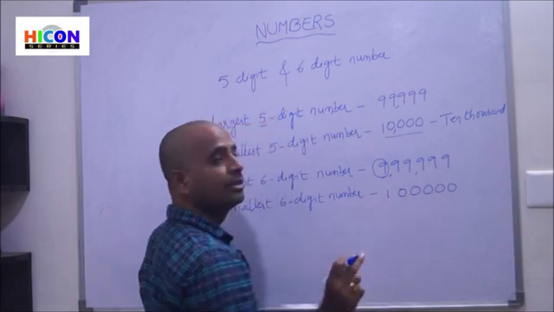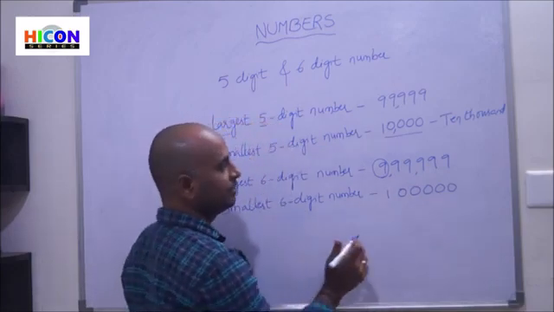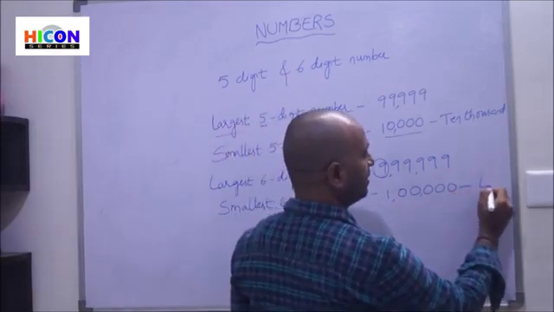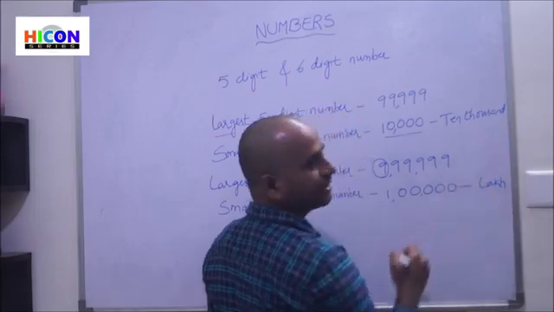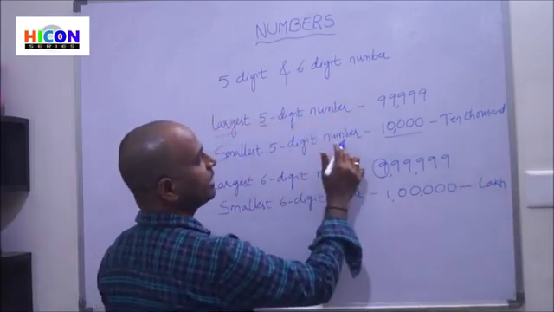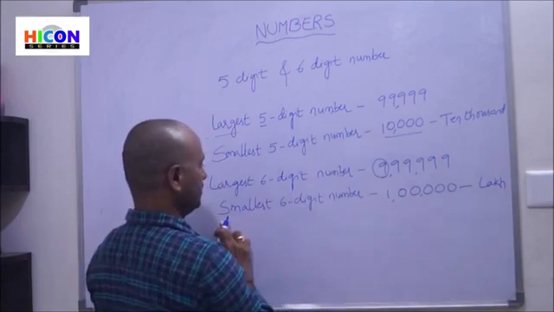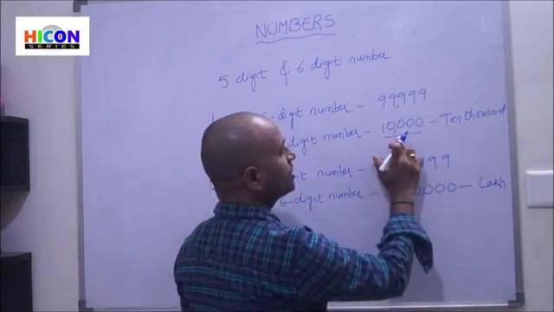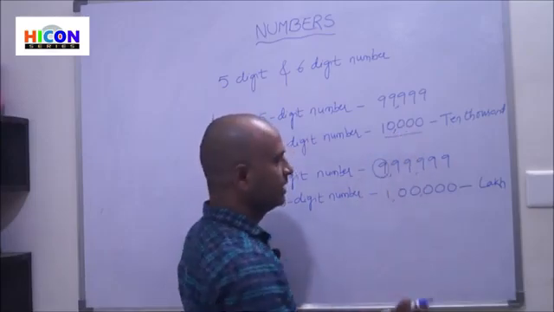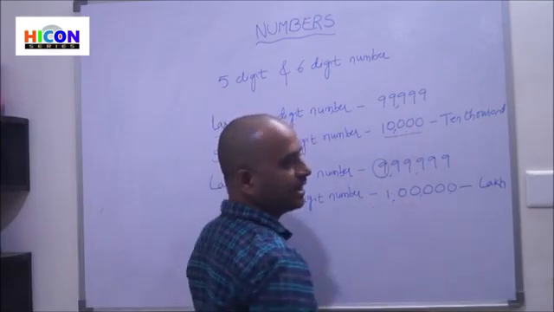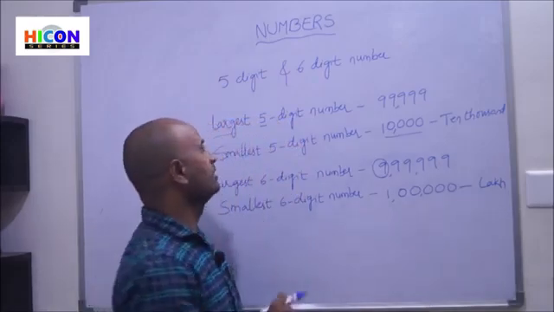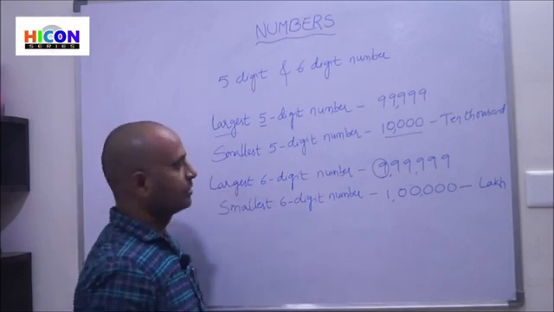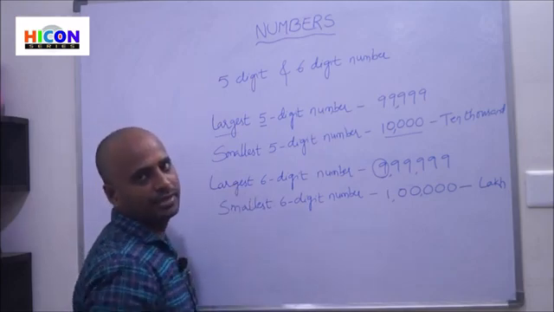Then we get the smallest 6-digit number and it can be read as 1 lakh. So the smallest 5-digit number is 10,000 and the smallest 6-digit number is 1 lakh. 10,000 contains 4 zeros and 1 lakh contains 5 zeros. So these are the 5-digit numbers and 6-digit numbers. So this part is completed.